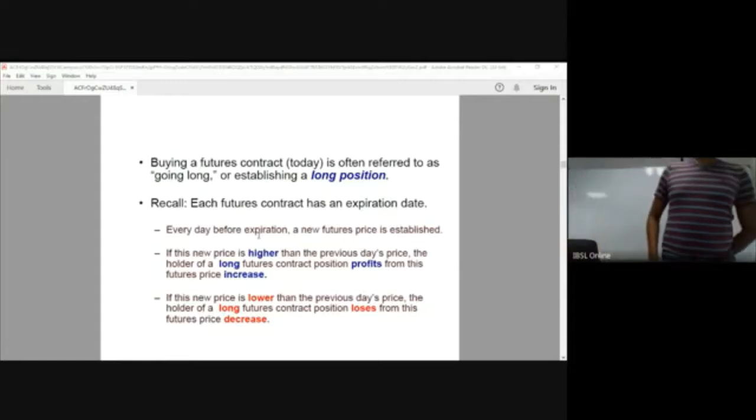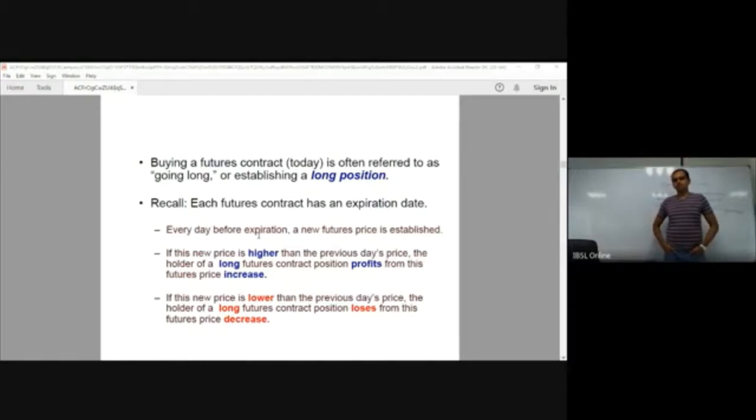Buying a futures contract today is often referred to as going long or establishing a long position. Each futures contract has an expiry date. Every day before expiry, a new futures price is established. It's called mark to market. Right? Futures are mark to market on a daily basis. It is done by the exchange.